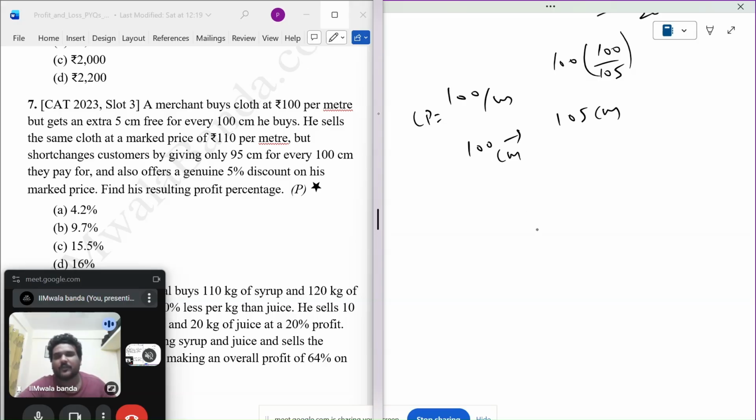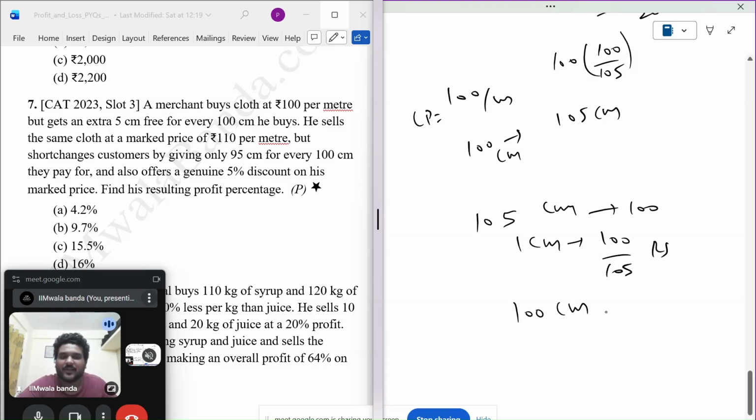Let's try to understand it from the unitary method also, just for our own understanding. If you get 105 centimeters for 100 rupees, you get 1 centimeter for 100 upon 105 rupees, and you got 100 centimeters from the shop. So 100 into 100 upon 105 rupees. I understand it in this way, that you say that your cost price was 100 rupees per meter, but it was not, because you were getting 5 centimeters free. So it should be less. How will I make it less? I know it has to be 100 and 105. So it will be either 100 upon 105 or 105 upon 100.